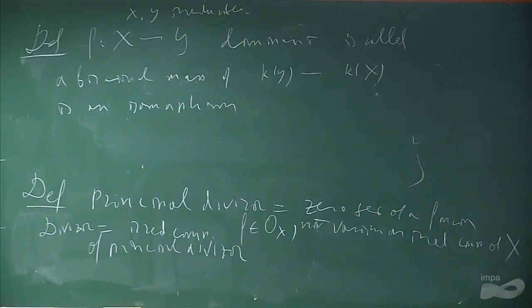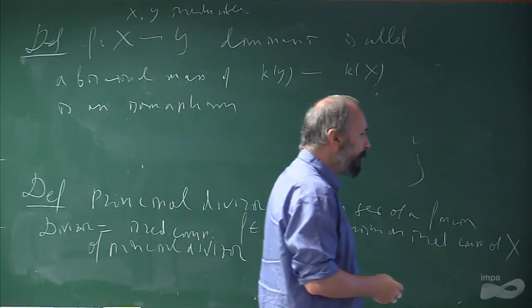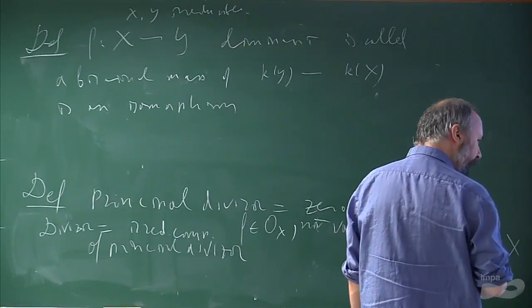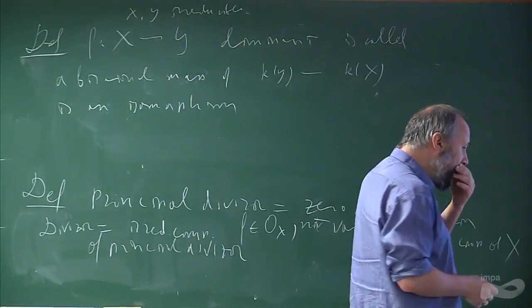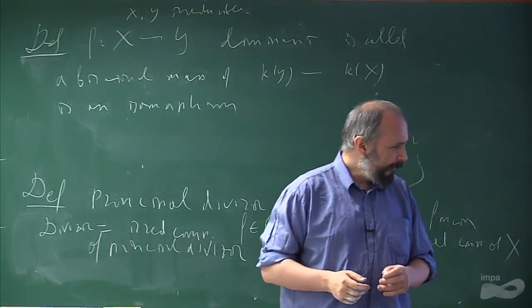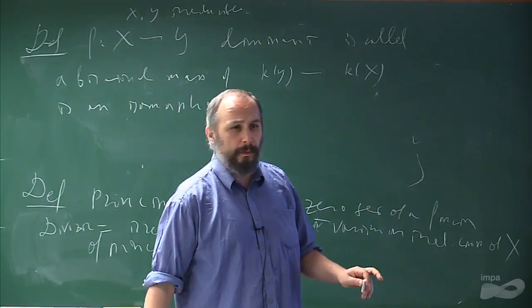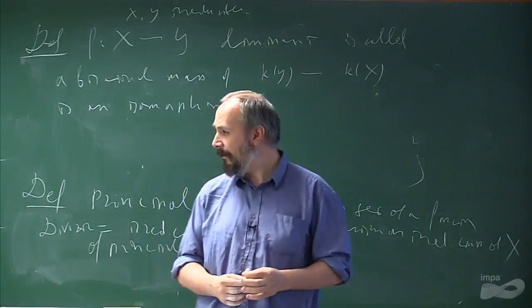X_f is obtained from X by adding to the corresponding ring just one variable, just localizing with f. So the field of functions doesn't change. Okay, and there's an important observation. Do you have any questions, comments? Should I go? Yes, please.